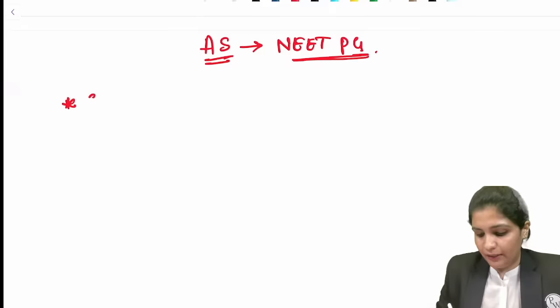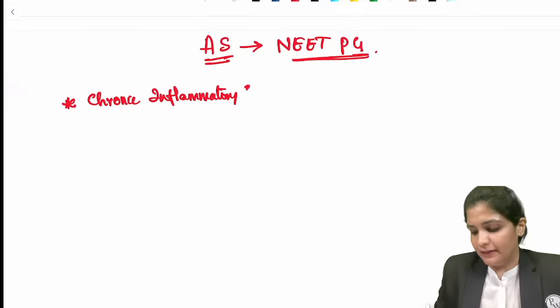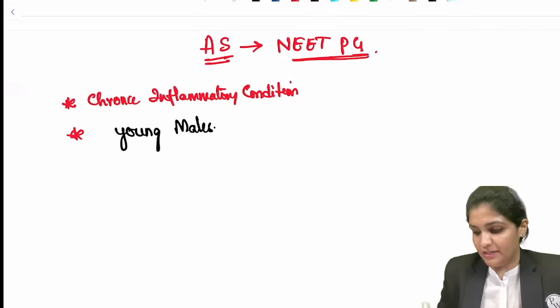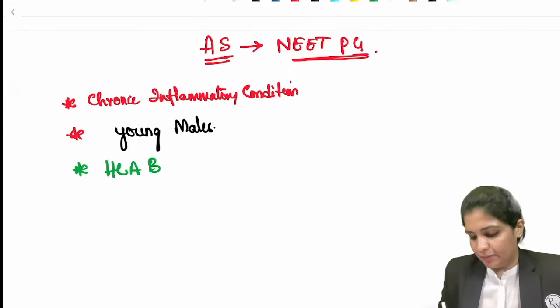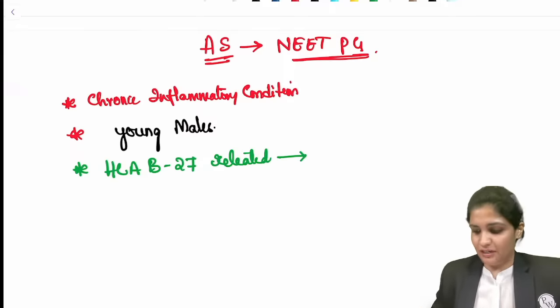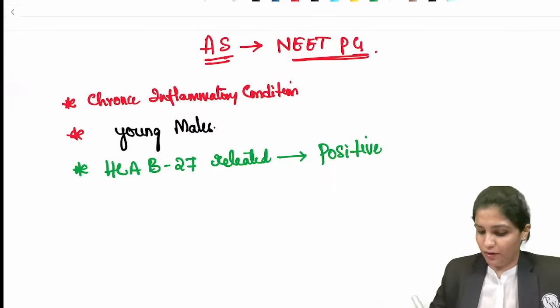So it is a chronic inflammatory condition. Most commonly seen in young males, and it is an HLA-B27 related disorder. So if you test for HLA-B27, it would be positive in patients with ankylosing spondylitis.